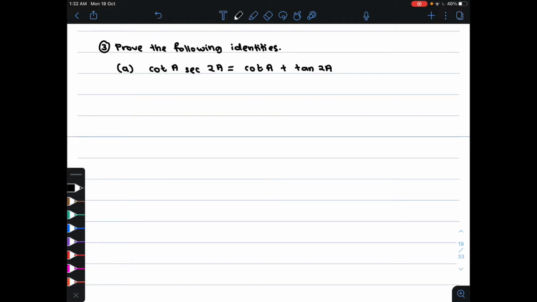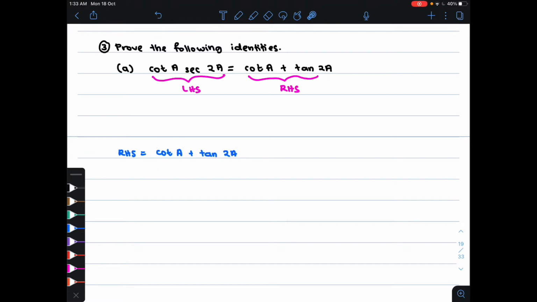For the third question, we need to prove the following identities. And for part A, this is the identity that we need to prove. Note that in the right hand side, we have two terms, cotangent A and tan 2A. So we're gonna start with the right hand side first.